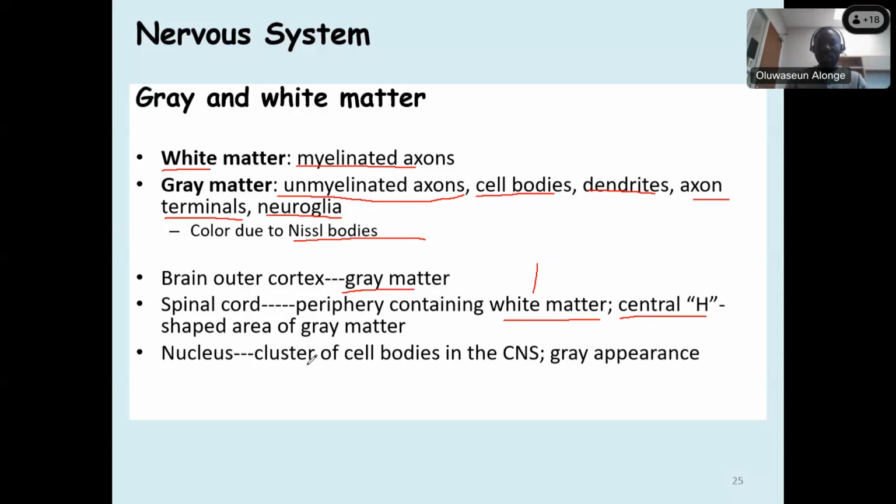Now, a nucleus is a cluster of cell bodies in the central nervous system, and they have a gray appearance. Why? Because in the nucleus, you have the nucleus body, which is made up of RER, and that RER is gray in appearance. So we call this cluster of cell bodies on the neuron a nucleus.